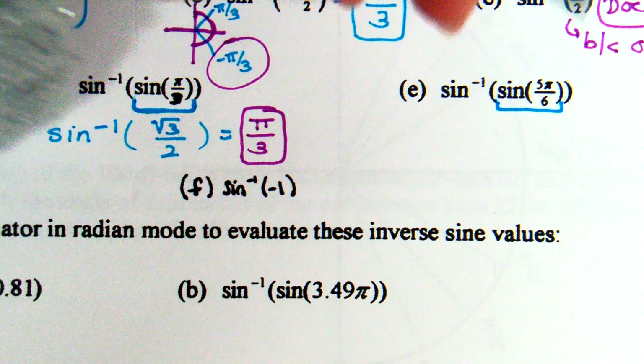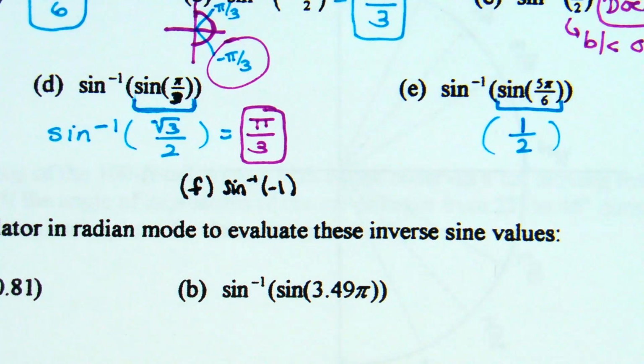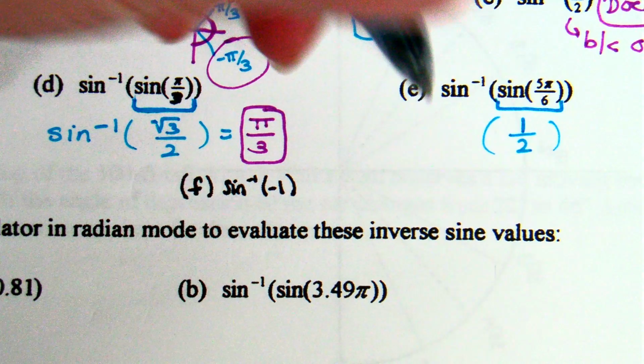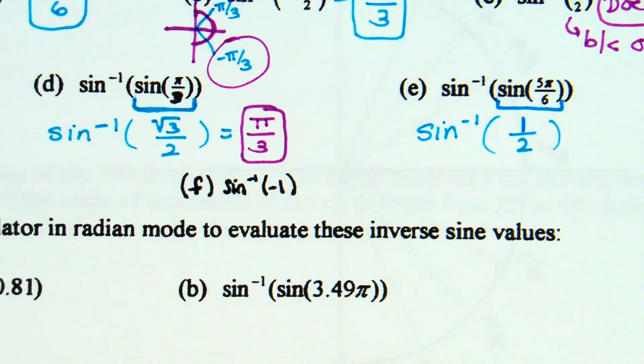So, sine of 5 pi over 6 is 1/2. Now, did some of you catch that's also the 1/2 that's in the ordered pair there? You just won't always have all these details. That's the key. You have to be able to find that reference angle. Okay, so now if I put that 1/2 on the inside, what is the sine inverse of 1/2?